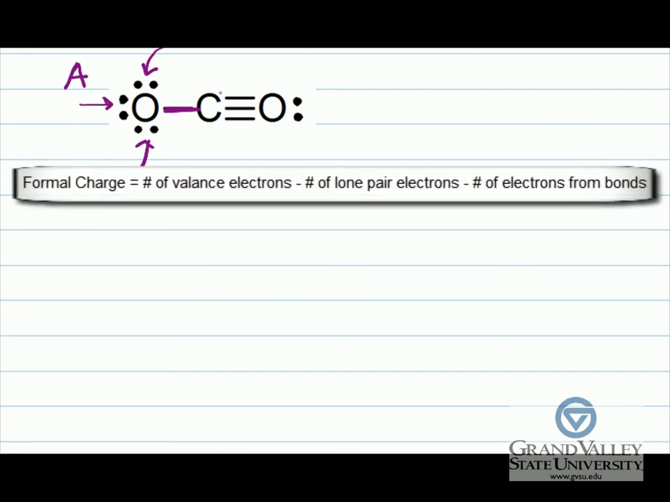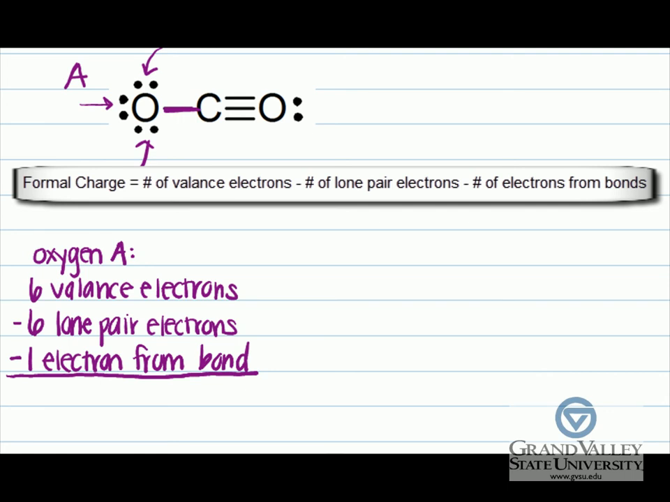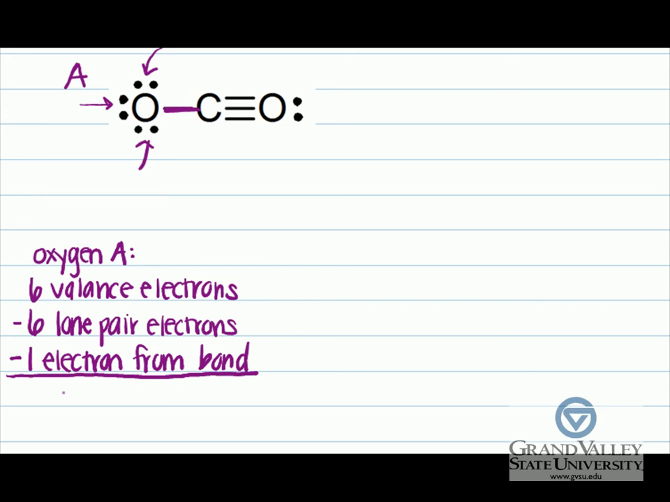This means we have 6 valence electrons minus 6 lone pair electrons minus 1 electron from a bond, giving us an overall charge of -1 on this oxygen atom. Next atom is the carbon atom, which has 4 valence electrons. As in the previous case, there are no lone pair electrons and 4 bonds to this carbon atom. So this carbon also has a formal charge of 0.